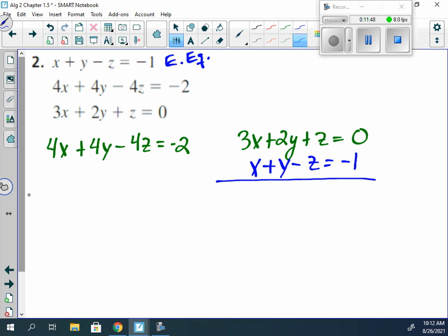So would we add these together or subtract them? Because the signs are opposite. So 3x plus x is? 2y plus y is? Z plus negative z. It cancels. And 0 plus negative 1 is negative 1.